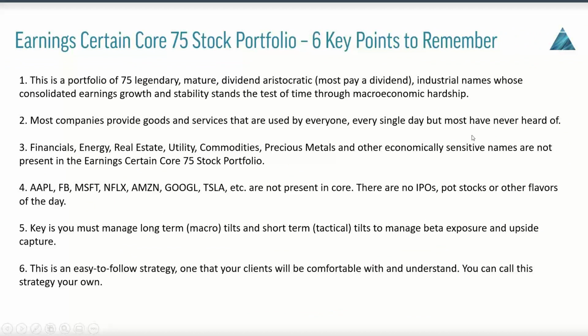So the idea here is that we've got 6 points that I want you to remember related to the earnings certain core 75 stock portfolio. This portfolio, obviously from last week's webinar, you recall the distillation process, very, very disciplined portfolio. It is literally 75 of the most legendary, mature, dividend aristocratic, most of them do pay a dividend, industrial names. And if you look at them as a portfolio, their earnings growth and their stability stands the test of time. And that's what I've been showing you in that price and earnings chart.